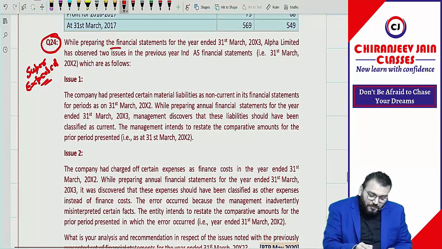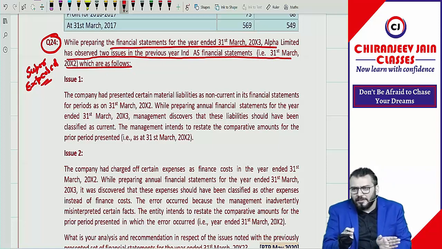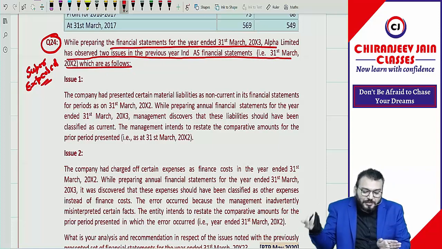While preparing the financial statement for the year ended 31st March 2003, Alpha Limited has observed two issues in the previous year's financial statement, that is 31st March 2002, which is as follows. So some issues were there in the previous year.